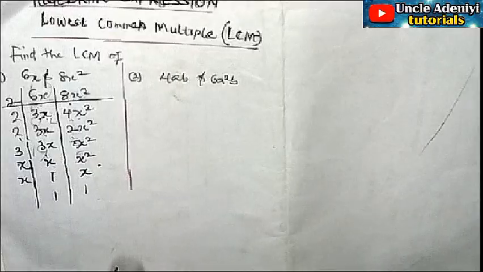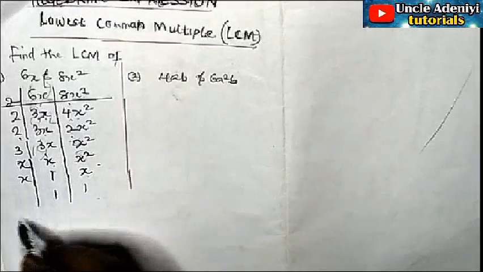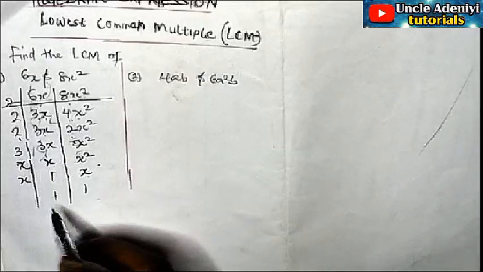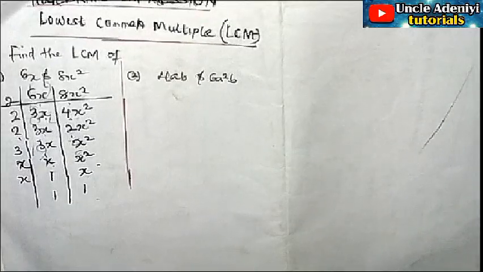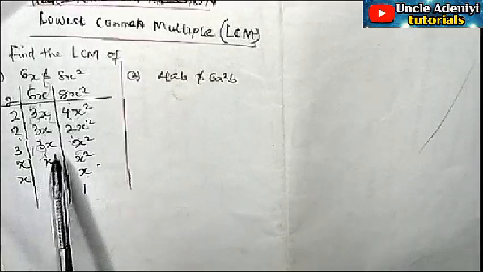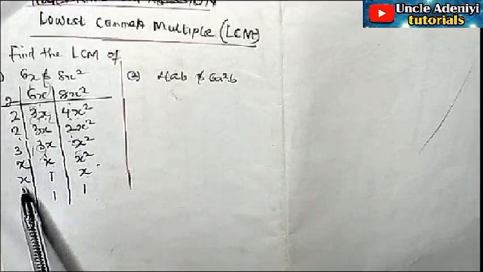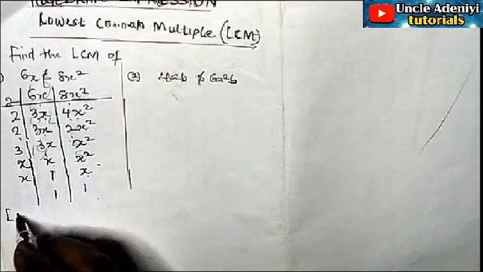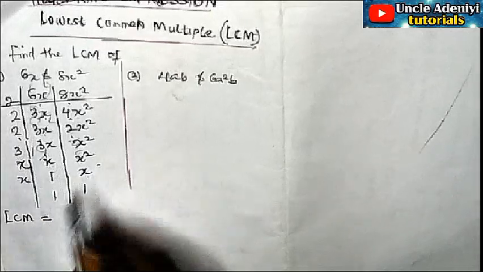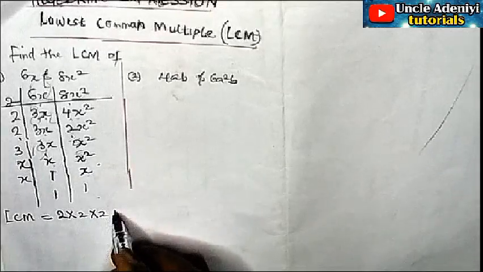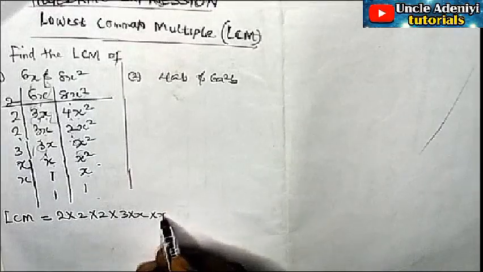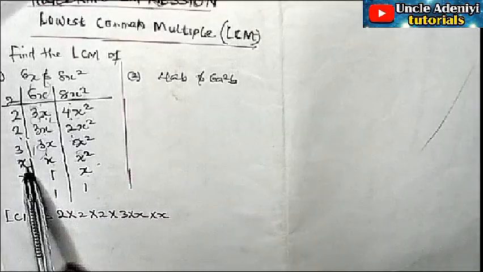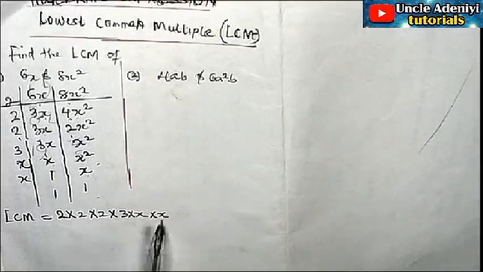Do you understand? So now what are we going to do to find the LCM? You ensure that you multiply all the numbers in this column together. Do you understand? So your LCM will now give you what? 2 times 2 times 2 times 3 times x times x. Do you get it? 2 times 2 times 2 times 3 times x times x. That's what I wrote down here.